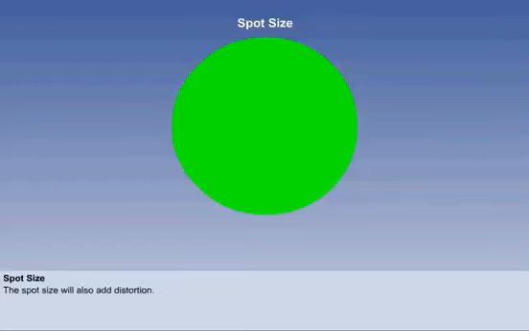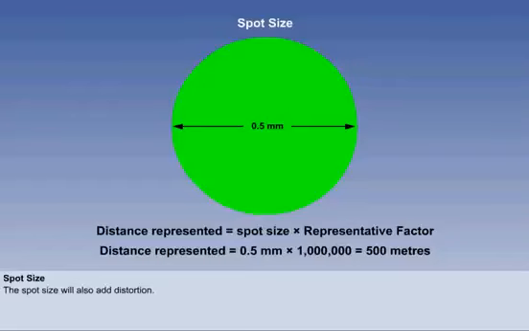There is also the consideration of the actual size of the spot produced on the screen by the cathode ray gun. Though small, it will still have a finite diameter, and this will represent a distance which depends on the scale being used by the radar picture. Suppose the spot was 0.5 millimeter wide and the scale was 1 to 1 million. That would give us a minimum spot size distortion of 500 meters.